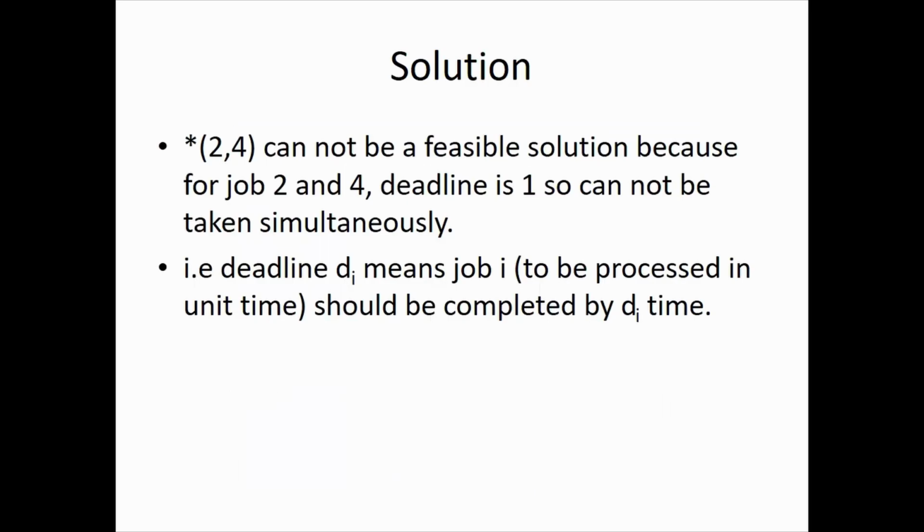Solution 2 4, or sequence 2 4, cannot be a feasible solution because the deadline of jobs 2 and 4 is 1 only. So we cannot execute both jobs when their deadlines are 1. We cannot process these two jobs simultaneously. Deadline Di means job i should be completed by time Di.